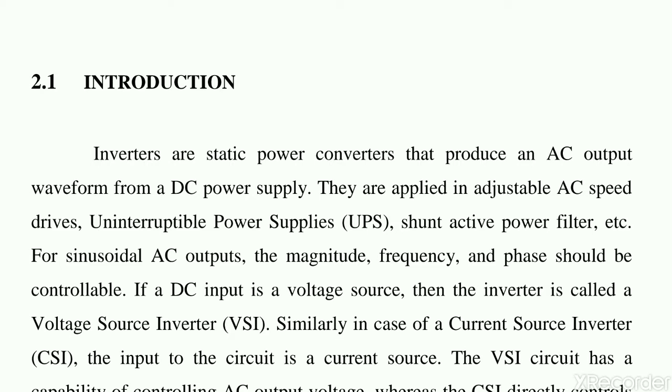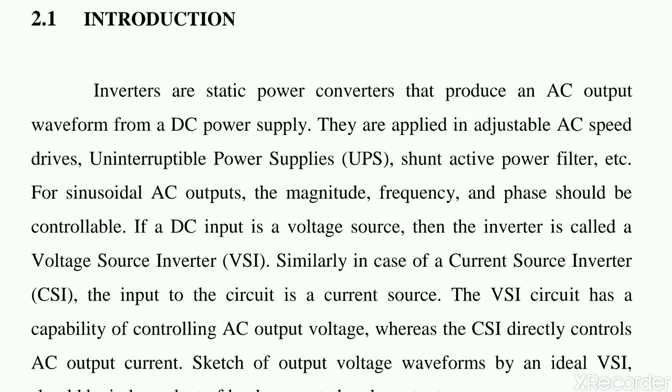Similarly, in case of a current source inverter, the input to the circuit is a current source. The voltage source inverter circuit has the capability of controlling the AC output voltage, whereas the current source inverter directly controls the AC output current. So basically there are two types of inverters which have a DC power supply, that is voltage source inverter and current source inverter.